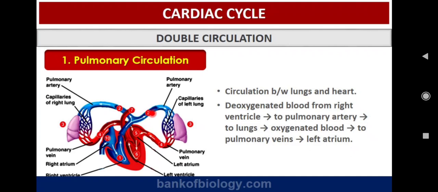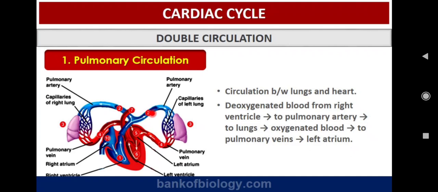The pulmonary vein carries oxygenated blood to the left atrium. The pulmonary artery carries deoxygenated blood from the right ventricle to the lung. So the vessels connected with the lung form one circulation, called pulmonary circulation, the circulation between lungs and heart.